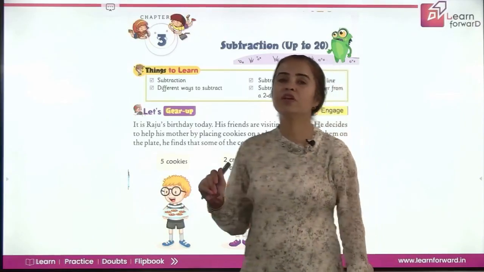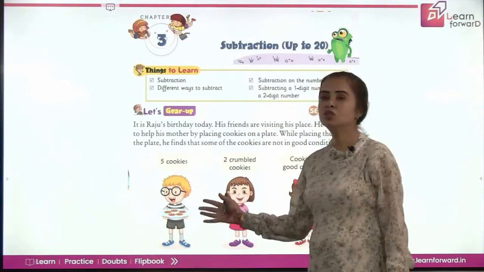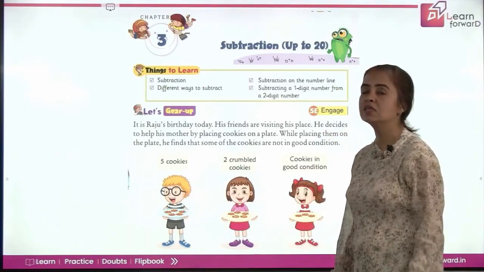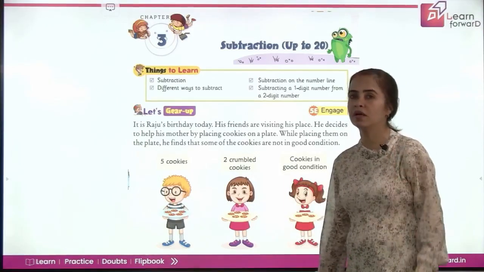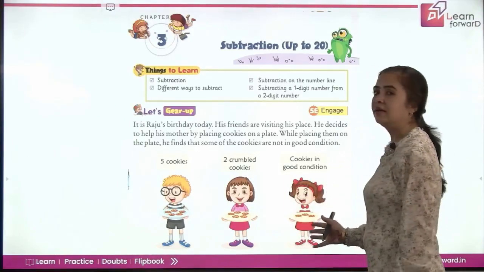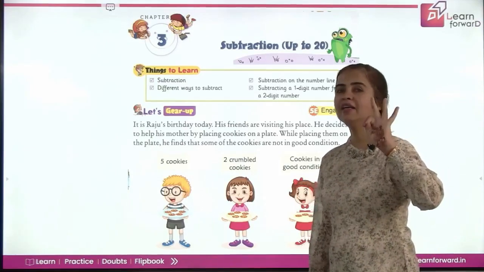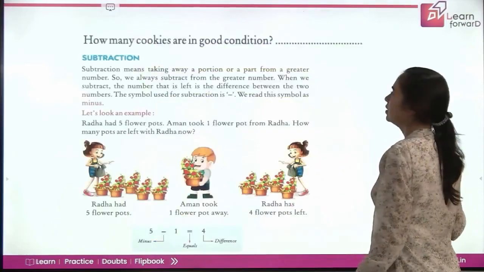Subtraction is when you have less of something. So here's an example. A boy had 5 cookies. Out of these cookies, 2 cookies were crumbled. They were broken. So how many good ones were there? So out of 5, 2 were crumbled and the good ones were 3 only. So that means we are subtracting.